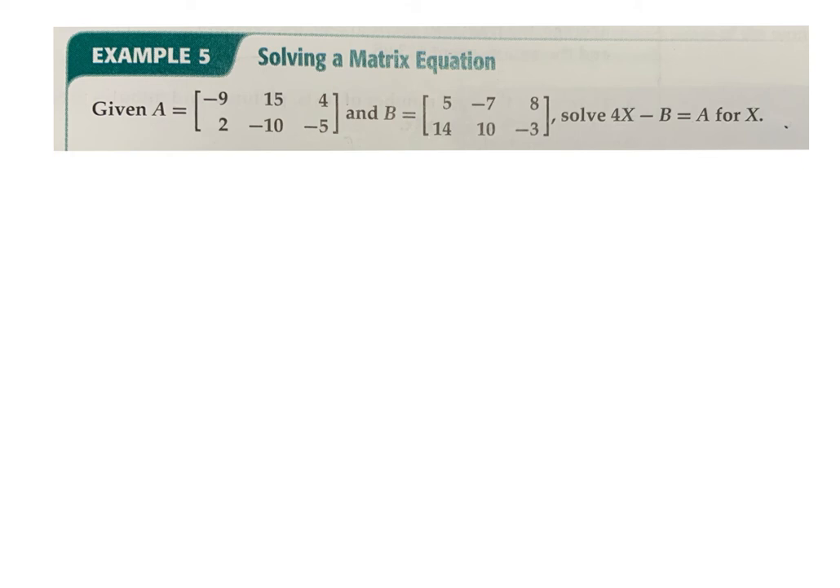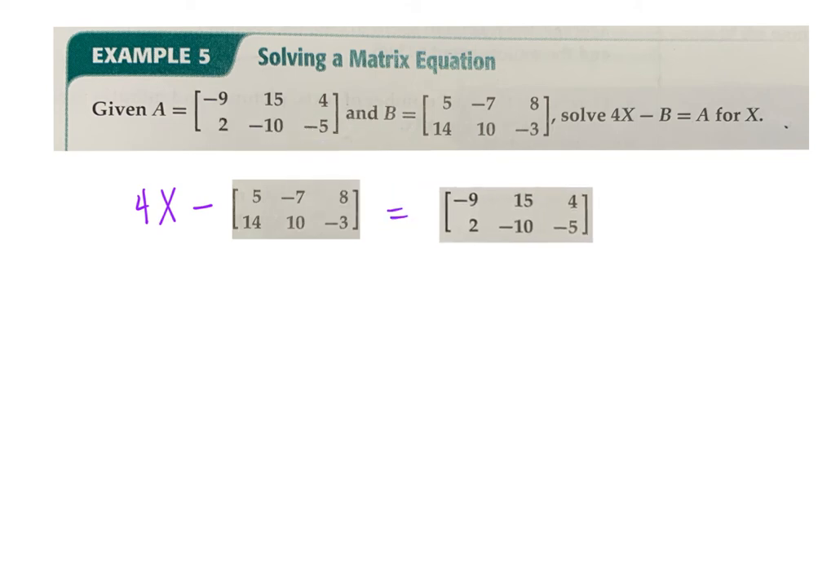And so you're going to put it in there just like that. You would say 4, X we don't know, minus B. And so we're actually going to insert B right there where the B was. And then we're going to say equals A. And we're going to insert the matrix A here. And so if you had this algebra equation, how would you solve it? What would you do to solve for X?